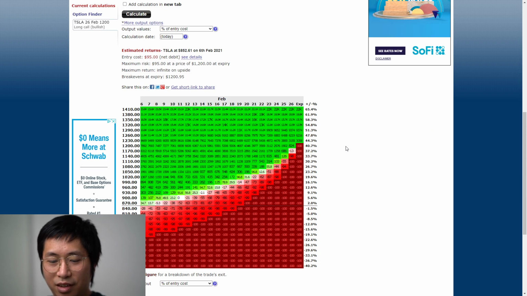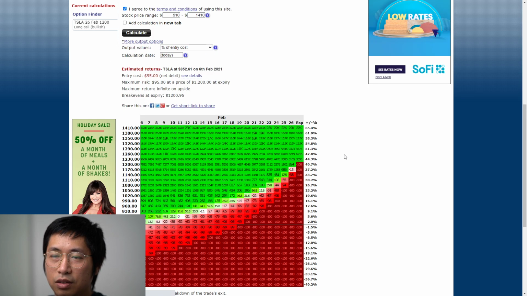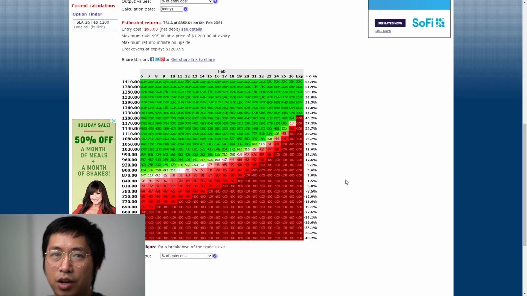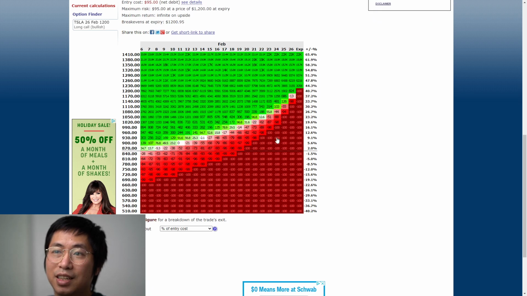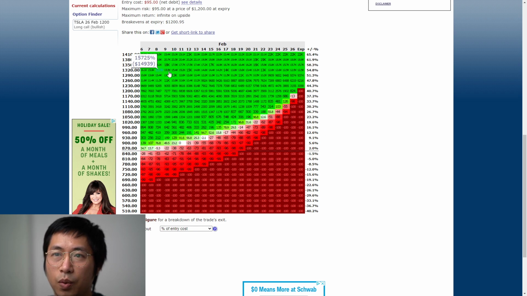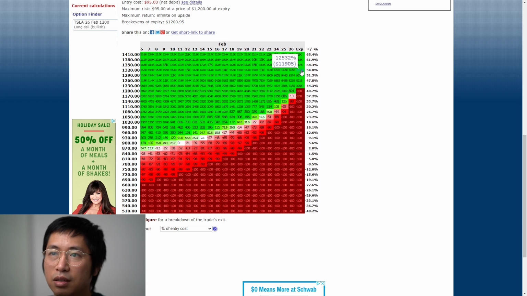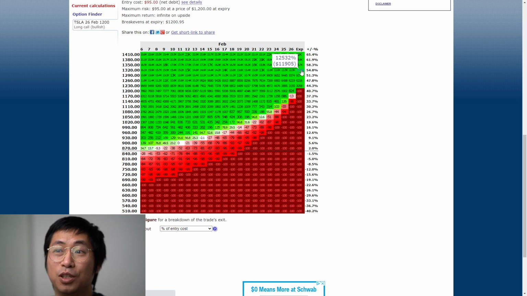Oh my goodness. As you can see here, if Tesla does not go up as planned, you can lose all of your money, minus 100%. However, let's say it goes to, let's see here, 1320. You're going to make 12,532% gain. Mind-blowing, isn't it? Over 12,000% gain if it goes up high enough.